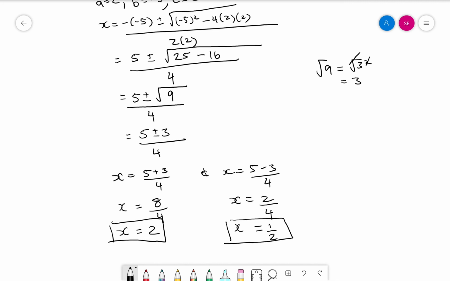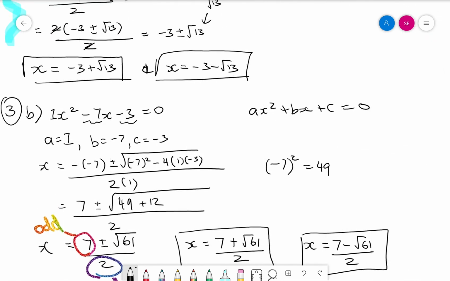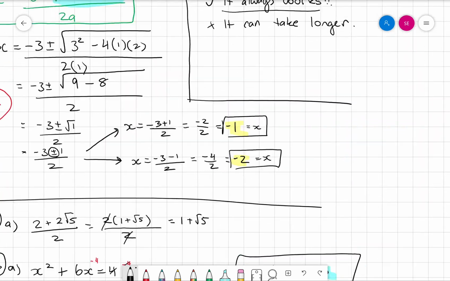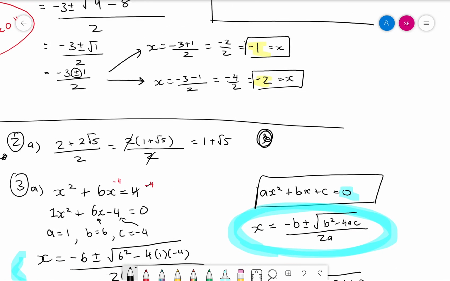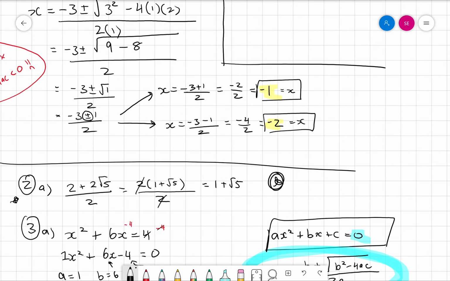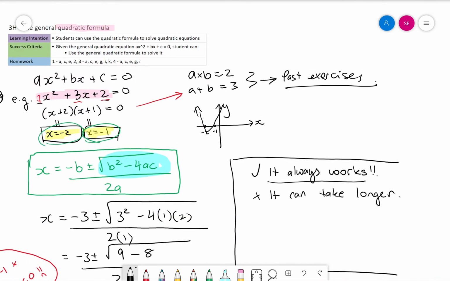Alright, I think that's it. All of the questions we did were basically the same. The only question that was slightly different was question 2, which is simplifying stuff. And that's just really testing your algebra skills more than anything. So let's revisit our success criteria and learning intention. Hopefully you can use the quadratic formula after doing your homework to solve quadratic equations. And if we're given a general quadratic equation, we can use the general quadratic formula to solve it.